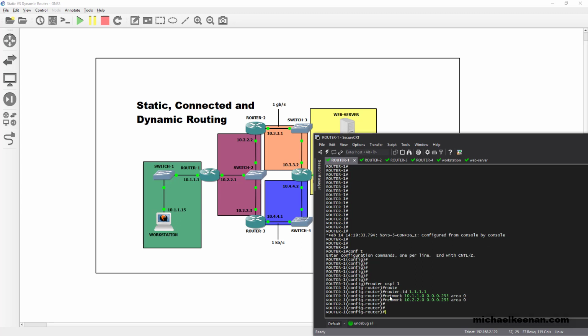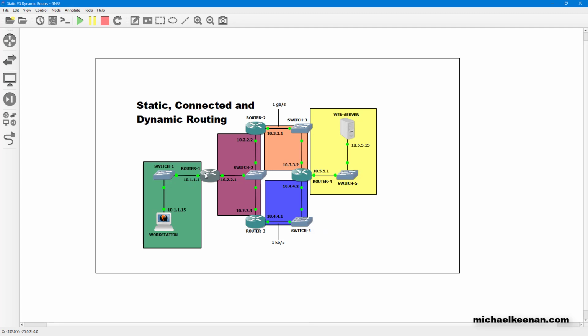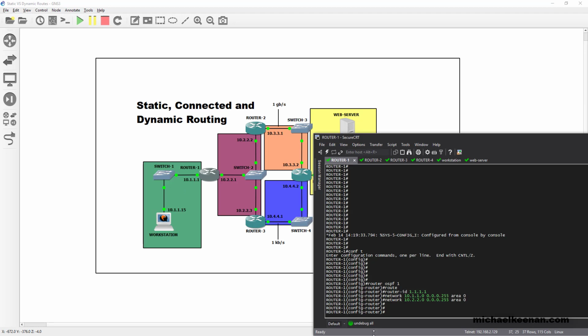So what happens is when we type in network 10.1.1.0, whatever interface is in that subnet, which you'll see over here, router 1 has an interface 10.1.1.1 in that subnet. So he's going to start sending out what are called link state advertisements out that interface to see if he can find any neighbors. And because there's no reason to send LSAs out that interface, we could use a passive interface command.